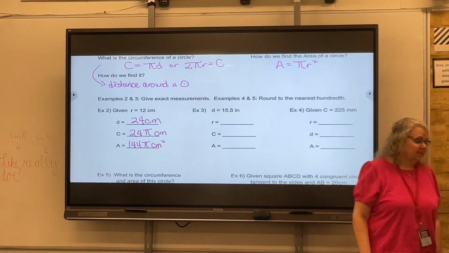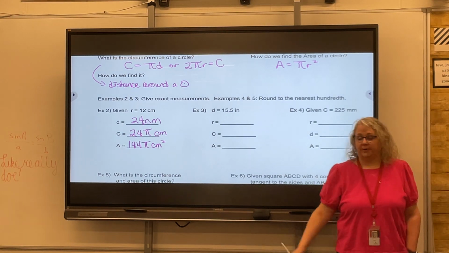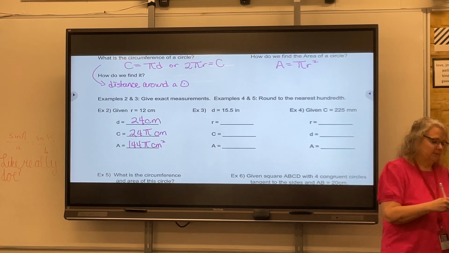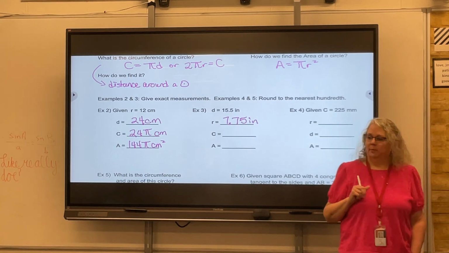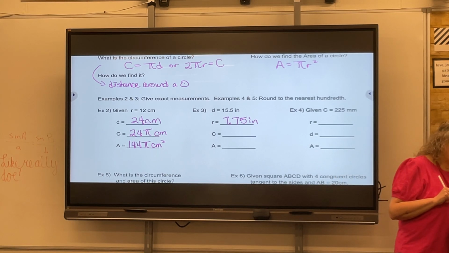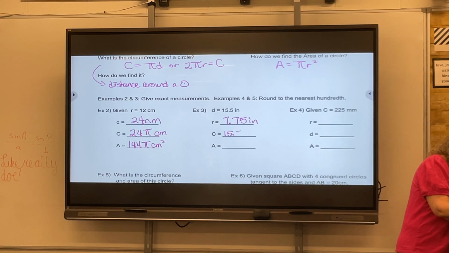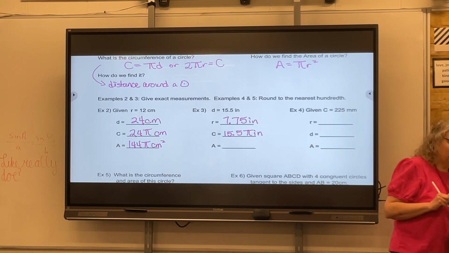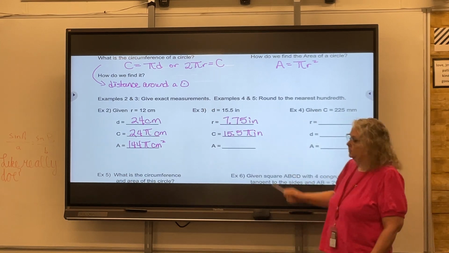All right, if the diameter is 15.5 inches, what's the radius? 7.75 inches. What would the circumference be? 15.5 pi inches. And I'm looking above, it said give exact answers for 2 and 3, decimals for 4 and 5.